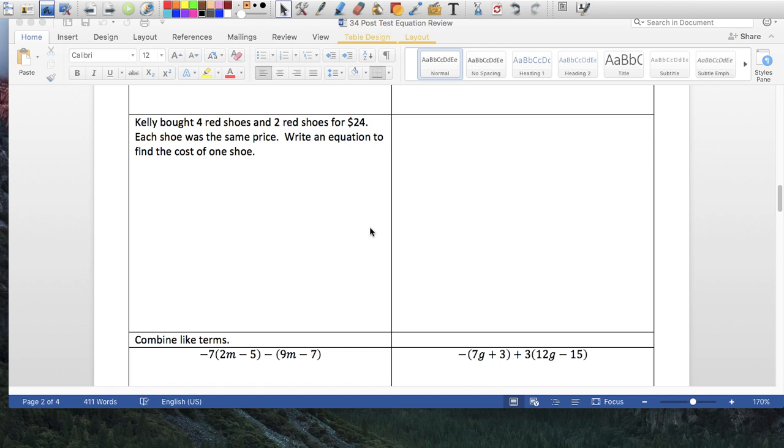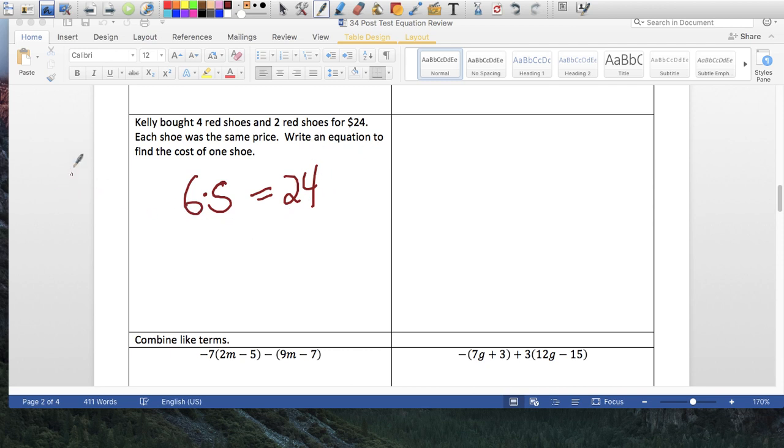Kelly bought 4 red shoes and 2 red shoes for $24. Each shoe was the same price. Write an equation to find the cost of one shoe. This is a silly question, and I don't know why it's here. But so how many shoes did she buy in total? 6 shoes. 6 S for shoes equals 24. So 6 times S for shoes, right, equals 24. We want to find out how much was each shoe.